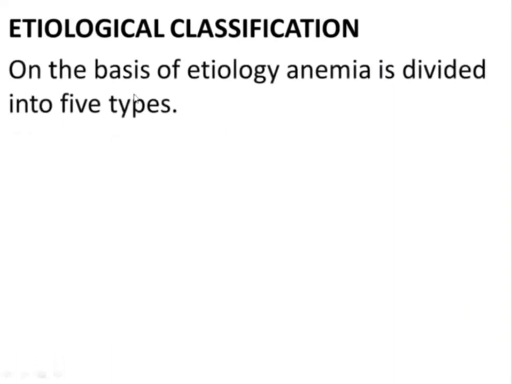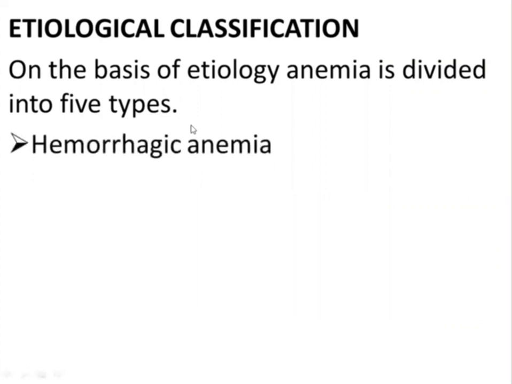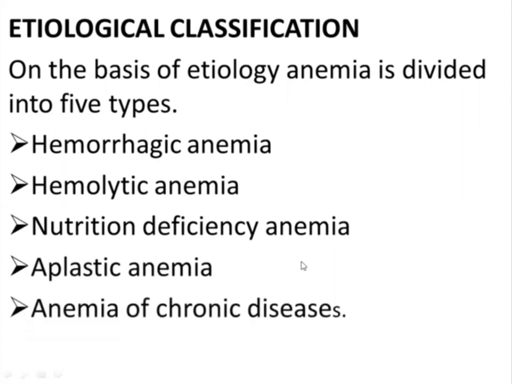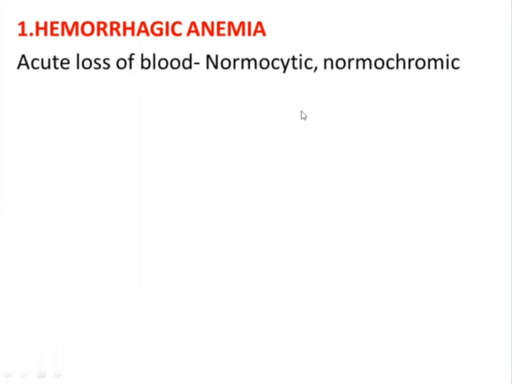Then we will see the etiological classification. On the basis of the etiology, anemia is divided into 5 types. First one, hemorrhagic anemia, hemolytic anemia, nutrition deficiency anemia, aplastic anemia, then anemia of the chronic disease. Then first we will see the hemorrhagic anemia. The cause of the hemorrhagic anemia is acute loss of the blood, right?